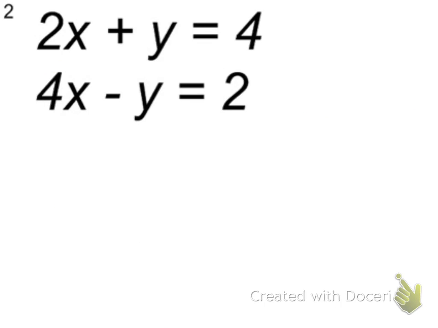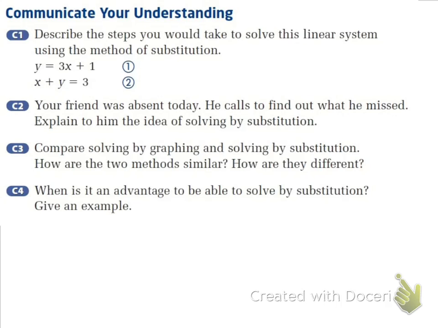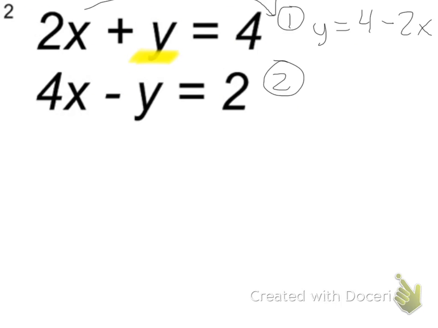Let's try another example. In this example, we still have equation 1 and equation 2. However, none of the variables are isolated. So what I need to do is choose one of them to isolate. So why don't we use this first one? Here's a y. We're going to move this 2x to the other side so that we get y equals 4 minus 2x. Okay, so now that's going to be our equation 1.